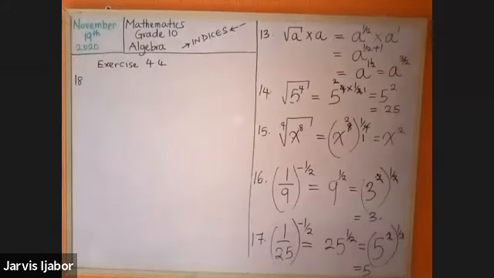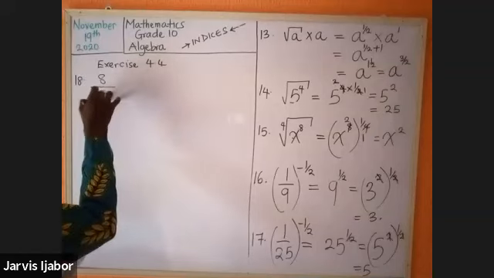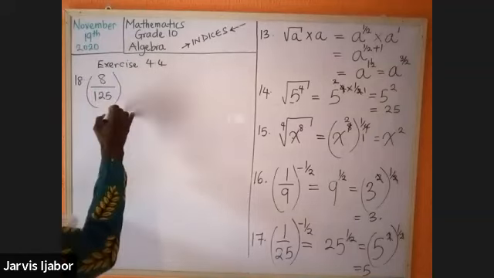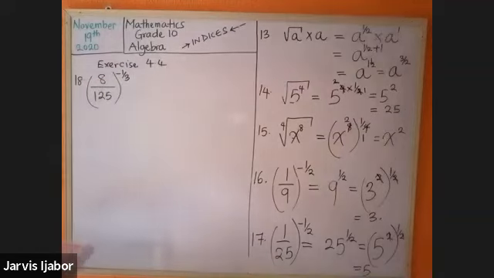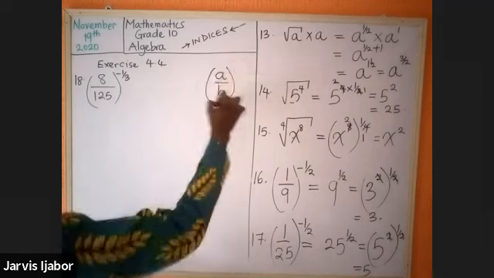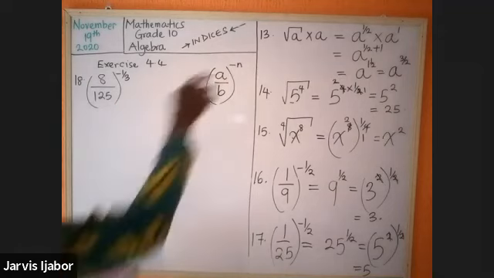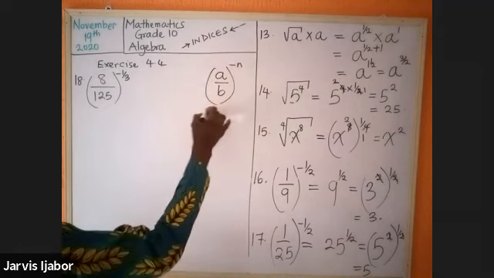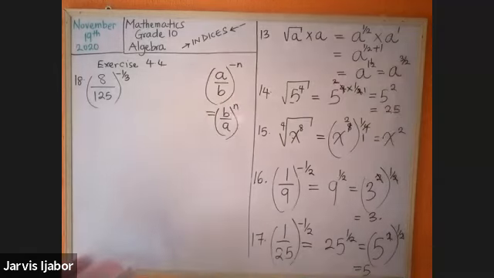Now, in question 18, we have 8 over 125, all raised to the power of negative 1 over 3. Now, there's something I call toggle in one of my classes. If I have this, all raised to the power of negative n, for instance, what the negative will do is to turn this content, and I'm going to have b over a, all raised to the power of what? n. Please take note of that.